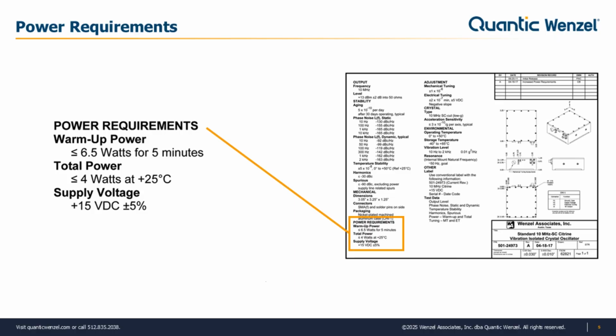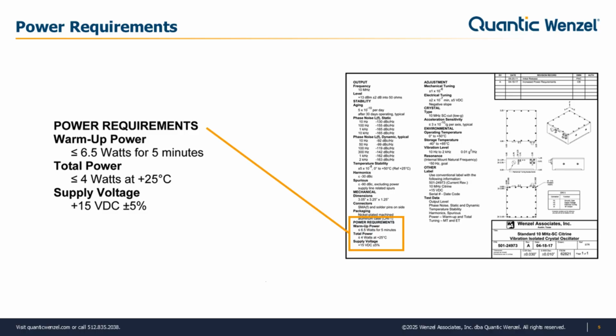Oscillators require an external regulated DC power source, typically plus 12 or plus 15 volts DC. Other input voltages may be available. The power supply must be able to supply enough power to meet the warm-up power requirement as listed on the specification sheet. Quantic Wenzel OCXOs incorporate proportional oven circuitry that adjust the power consumption in response to the environmental temperature.